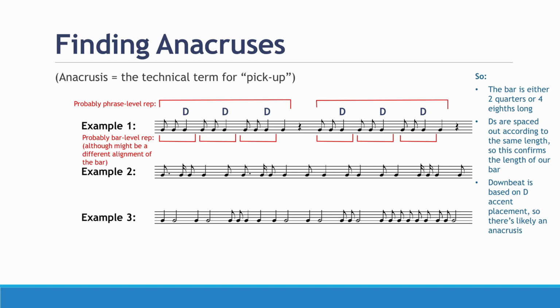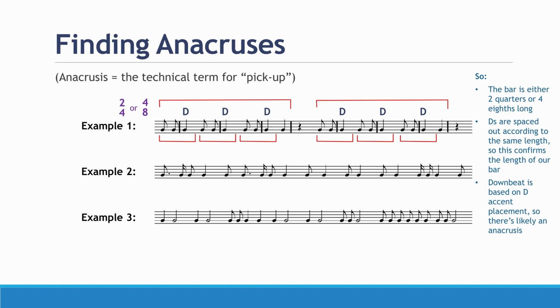Durational accents are spaced out according to the same length for the most part, so this confirms this length of the bar that I just mentioned. But what's interesting though is this also helps us to figure out pickup. You notice that your durational accent falls on the second quarter note of our bar, and then is spaced regularly after that point. Your downbeat is going to be based on this durational accent placement, so because of this, there's likely a pickup note or an anacrusis. So in this particular case, we probably hear the first two eighth notes as pickup to the quarter note, which is the downbeat of the bar, looking something like this. So this gives us information on how to perform this thing as well.